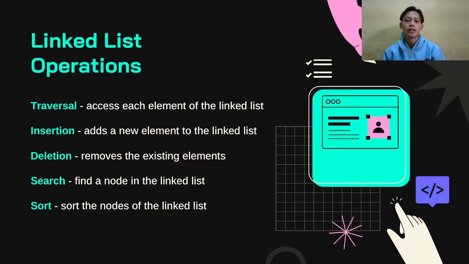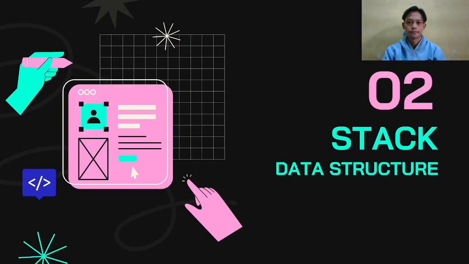Next, linked list operations. Traversal: access each element of the linked list. Insertion: add a new element to the linked list. Deletion: remove the existing element. Search: find a node in the linked list. And sort the nodes of the linked list.